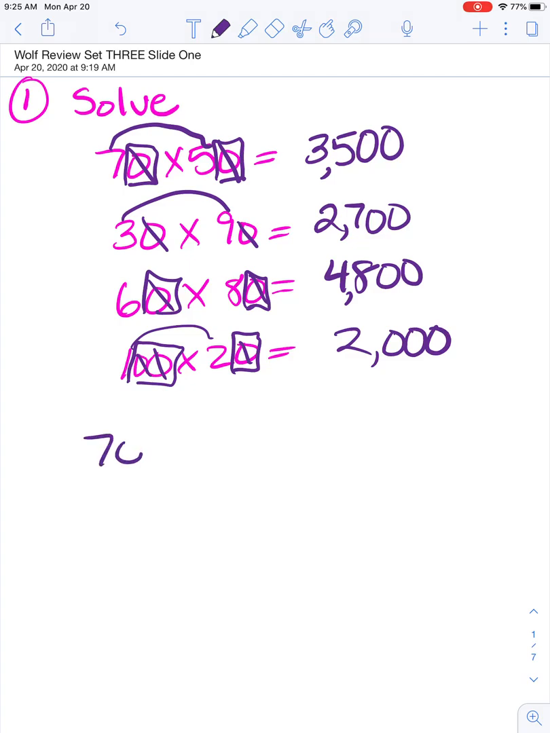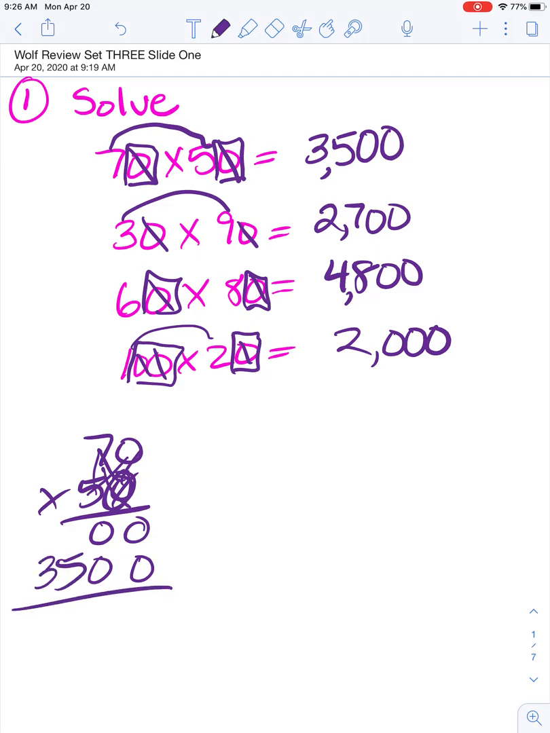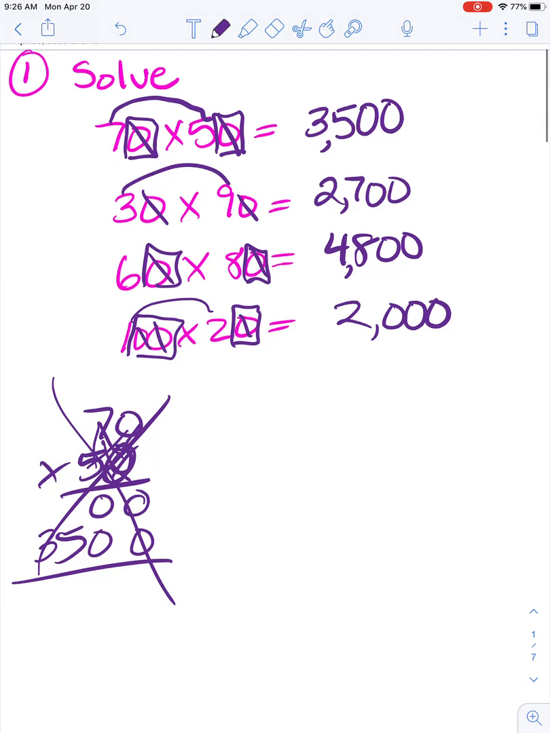I hope you use that strategy. I hope you didn't do this. I hope you didn't go 0 times 0, 0 times 7, box it, or tic-tac-toe, bring my 0 below, 5 times 0, 5 times 7. I hope you didn't do that. Blah. Takes too much time. Remember your strategies.